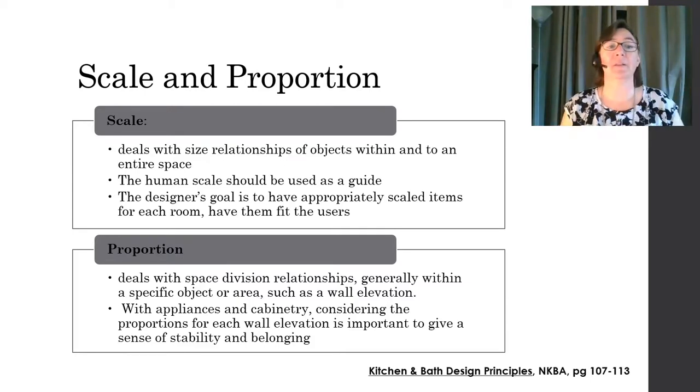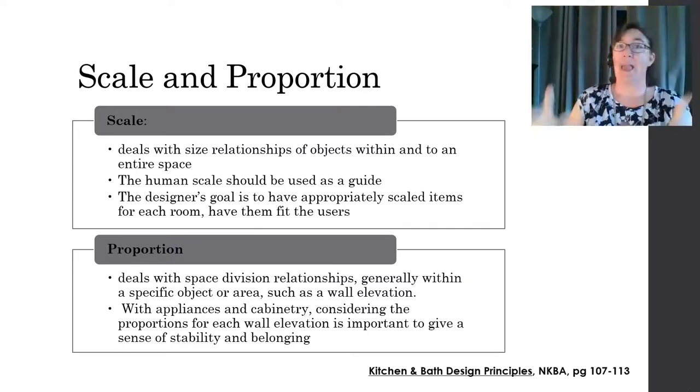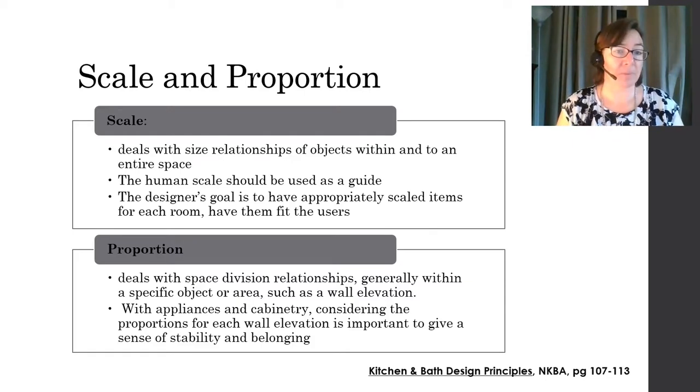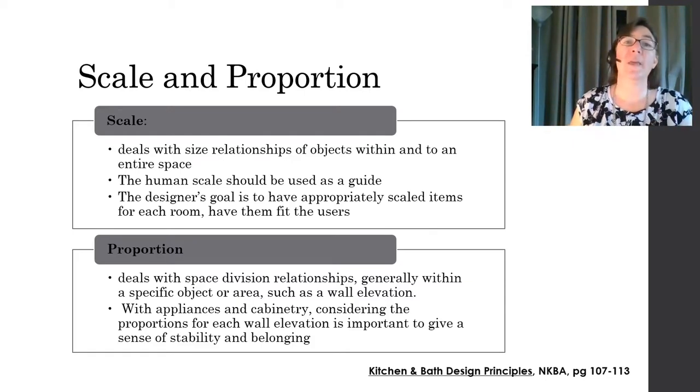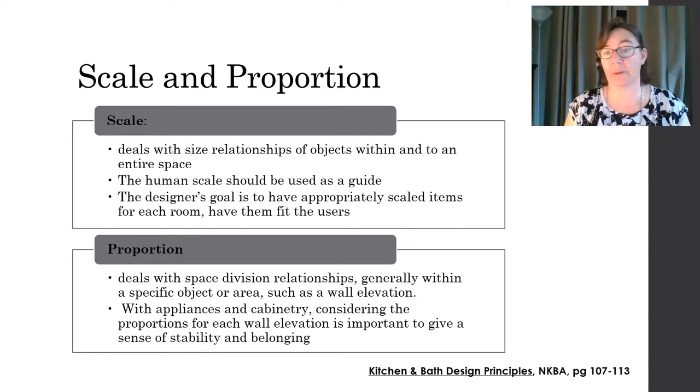Proportion, on the other hand, deals with space division and relationships within a specific object or an area, such as a set of cabinets or such as a wall elevation. So with appliances and cabinetry in kitchen and bath design, considering the proportions for each elevation is very important. You want to give a sense of stability and a sense of belonging to each of your elevations.